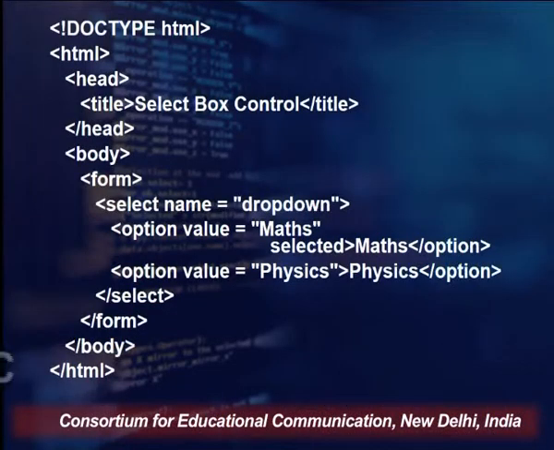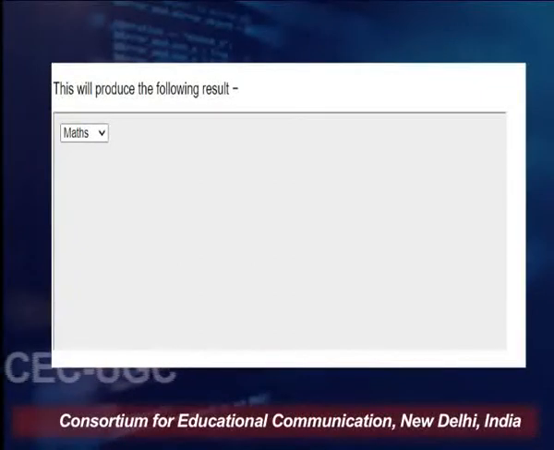And what will be the result? So the result will be something like this. There is a drop down, and if you can see, inside of maths it has an arrow. Whenever you press that particular arrow button, it will give you 2 options, maths and physics, and you can select either maths or physics.